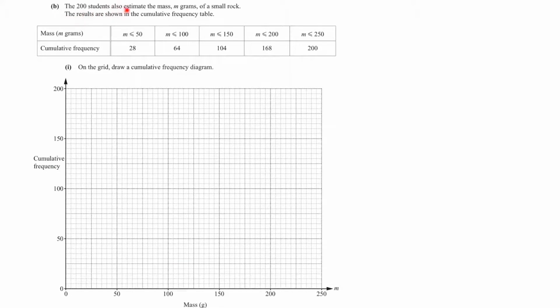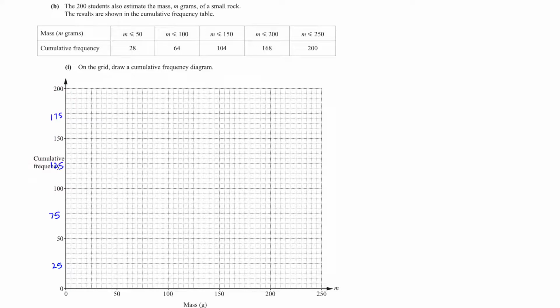Part B. The 200 students also estimate the mass m of a small rock. The results are shown in the cumulative frequency table. The table has been given to us. This is the cumulative frequency and this is the mass in grams. So first let's check. There are 10 lines here, so each line is 5. So every 5 lines will be 25, 50, 75.